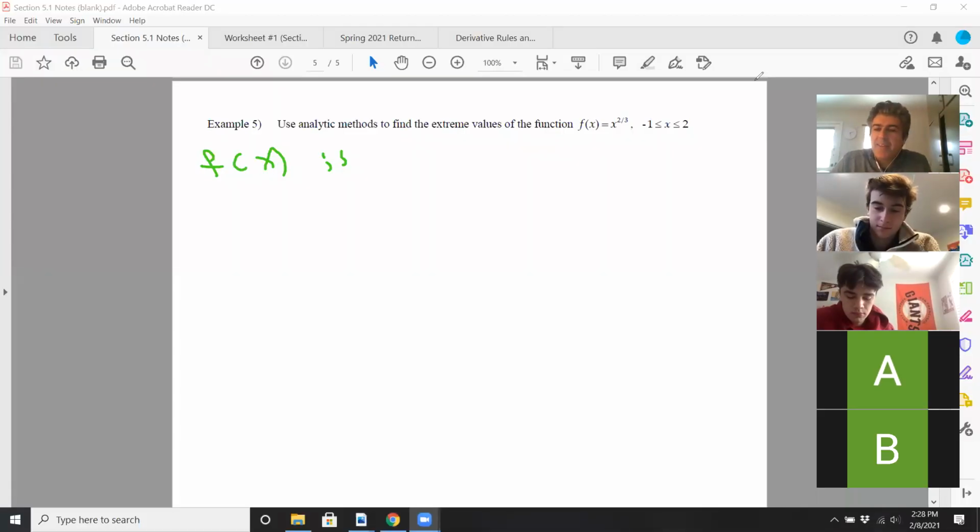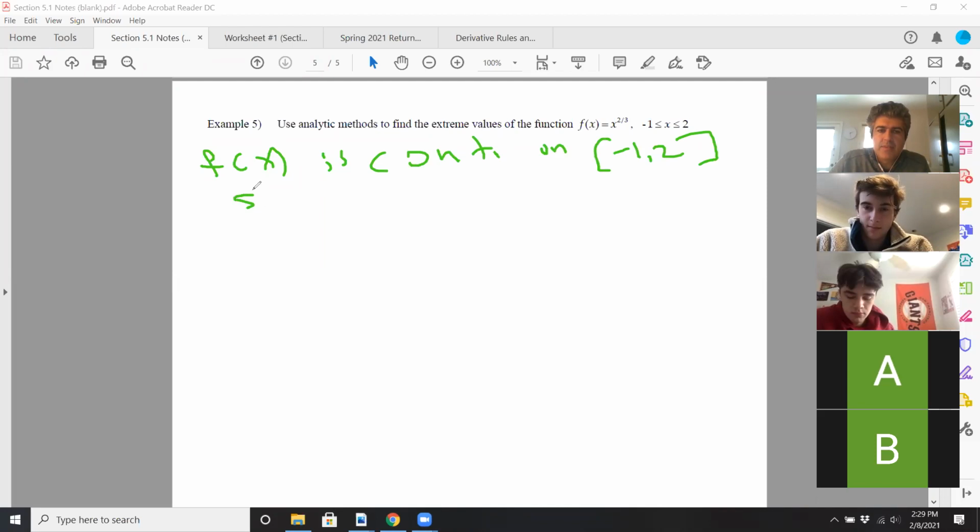Okay, so we're back. Example 5 of the section 5.1 notes, last page here. So we graphed f of x equals x to the 2/3 power. We saw that it's continuous. So you can make your statement: f of x is continuous on the interval from -1 to 2, so EVT applies. How you exactly say it, I don't really care. You could say EVT applies because f of x is continuous on a closed interval -1 to 2.